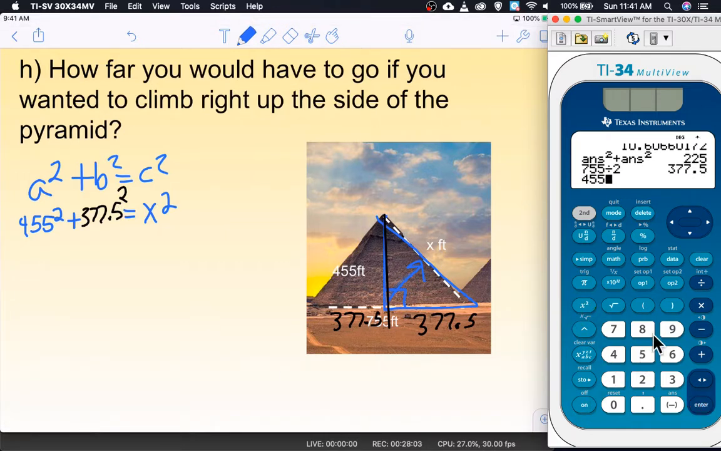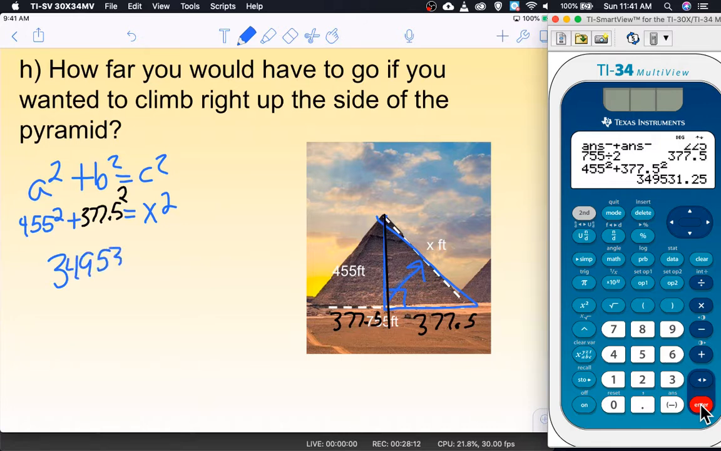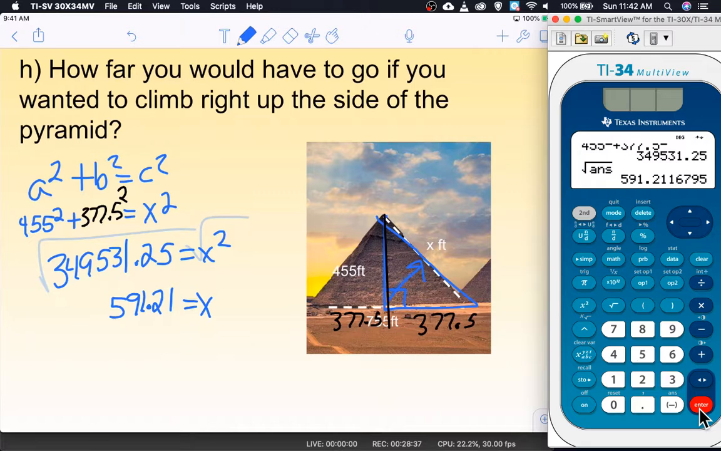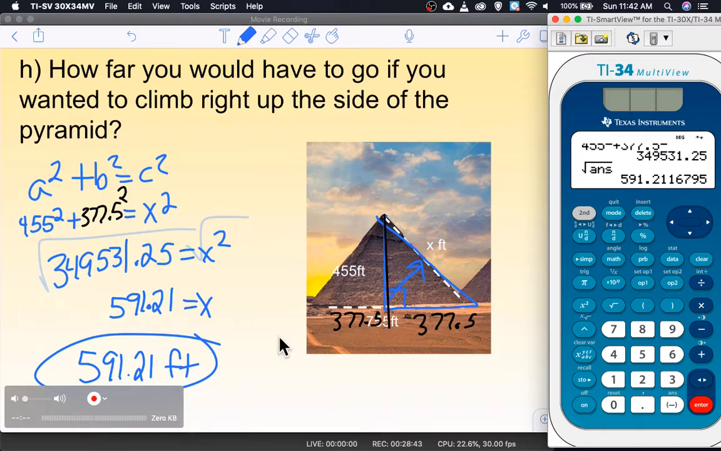Now, 455 squared plus 377.5 squared is a big number, 349,531.25 equals x squared. I'm going to square root both sides, and this is like the perfect example of why we have this answer button, because I can just hit square root, second, answer. I don't have to retype that whole thing back in. Equals 591.21. So the answer is 591.21 feet. If you wanted to climb right up the side of the pyramid, it would be 591.21 feet to go from there to there.